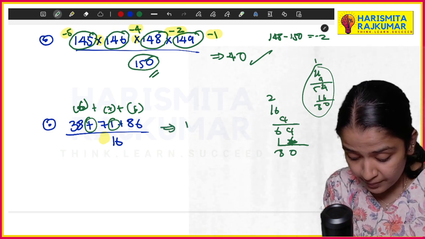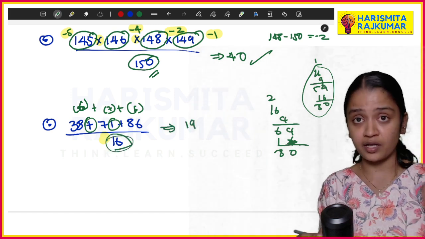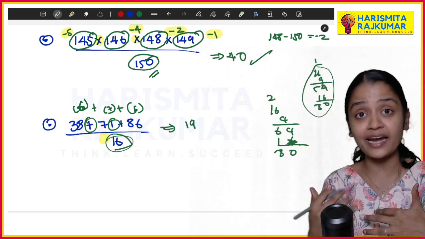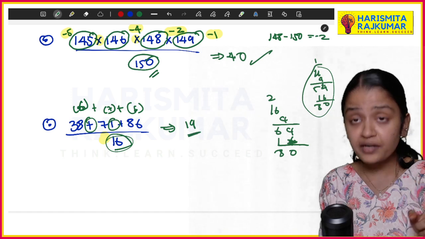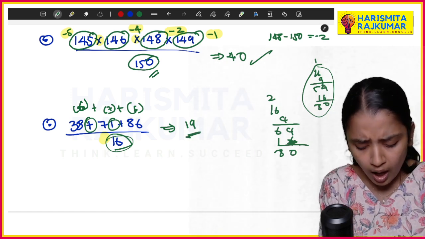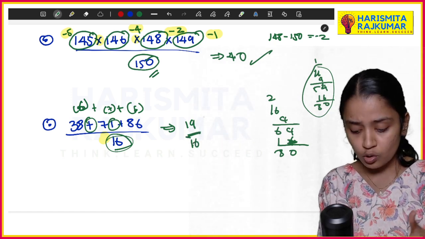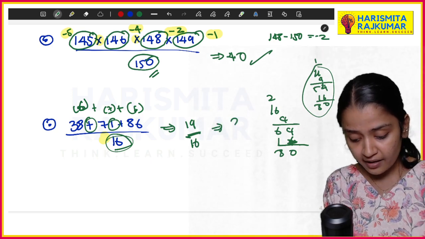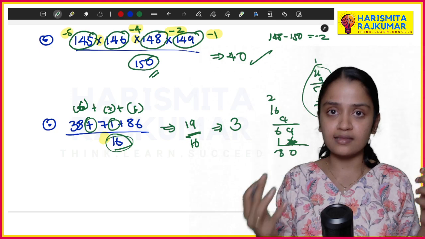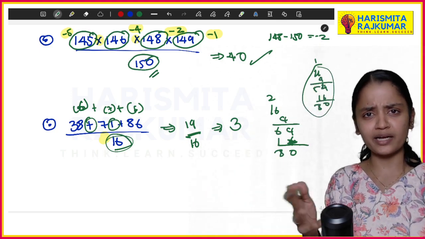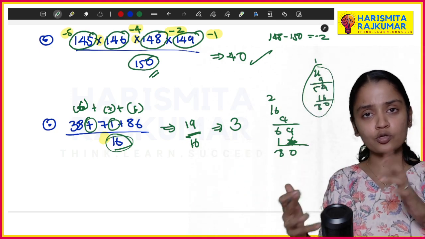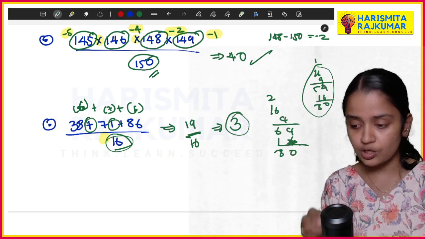So here I am getting a remainder greater than the divisor. I already told you the remainder should be less than the divisor. So again what I am doing, I am dividing. So what is my remainder here? When I divide 19 by 16, 16 ones are 16, so balance 3 you'll be having. So 3 is your remainder.